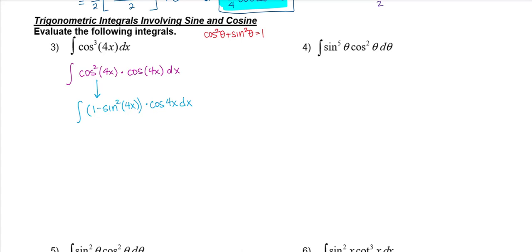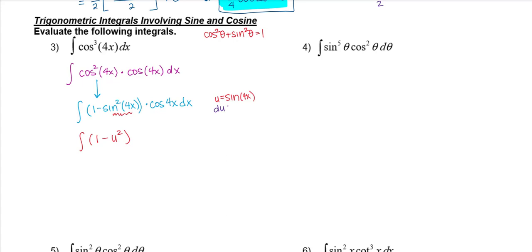Okay, so now I'm actually ready for a u substitution. It looks a lot more complicated than it did in the beginning, right? It was just cosine cubed. I understand. But now look and see if u is sine of 4x. Let's just look at what that part looks like. Well, this could be written as 1 minus u squared. Okay, now how about the rest?